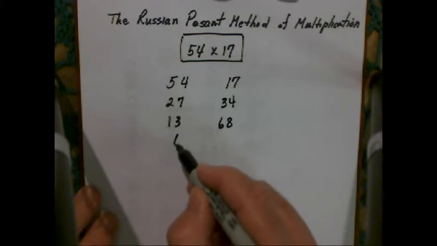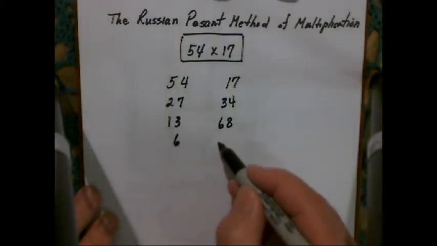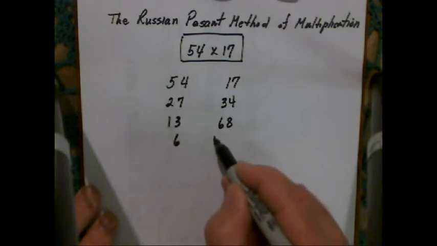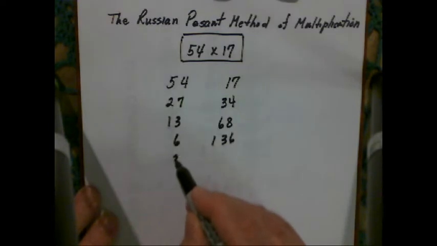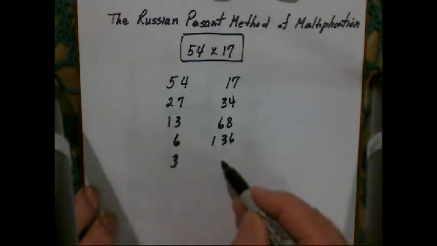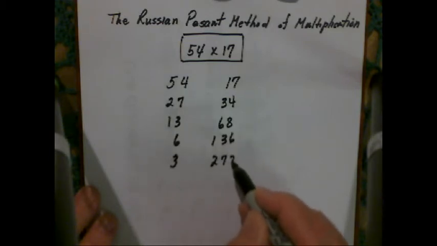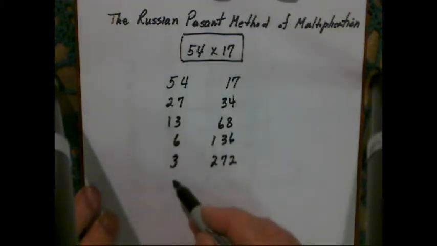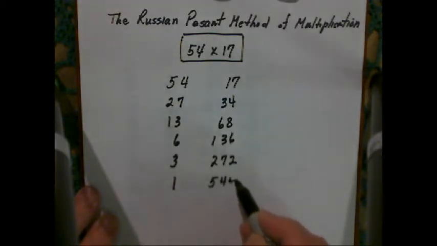13 we're going to divide by 2 and we get 6. There's a remainder, but we'll throw it away. 68 doubled would be 136. 6 cut in half is 3. 136 doubled is 272. The 3 cut in half would be 1. Again, throw away the remainder. Double the 272, and you get 544. Now, we're almost done.